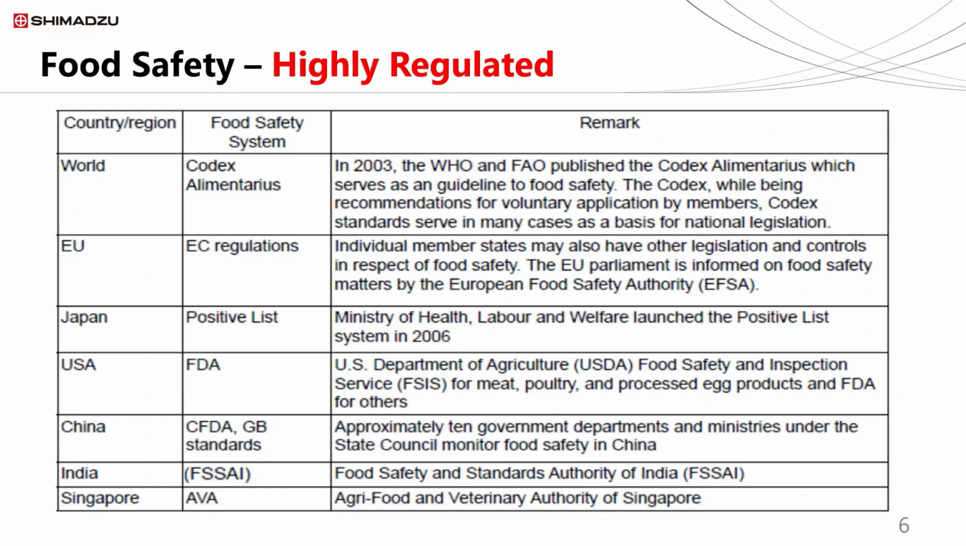These are some of the major regulatory bodies working globally to make our food safer for consumption. To name a few, Japan's Positive List, India's FSSAI, Singapore's AVA, etc. Among these, Europe's EU holds a special place as it sets and follows the most stringent regulations for food safety.